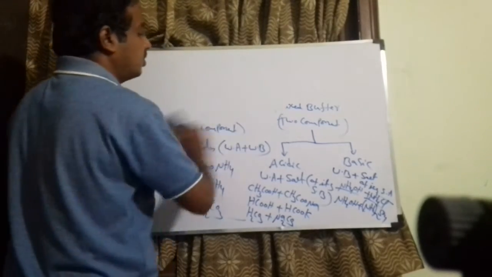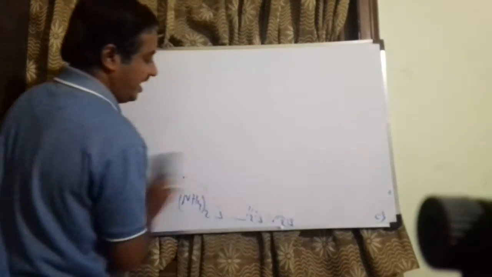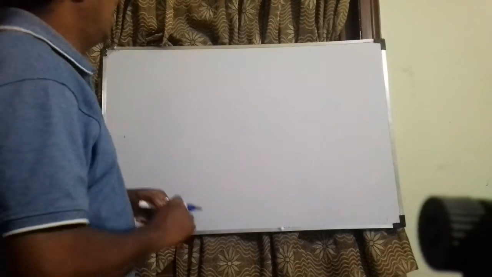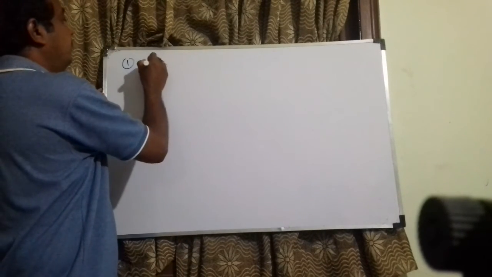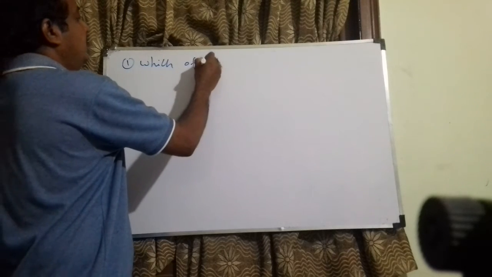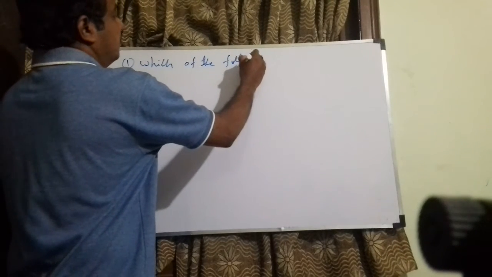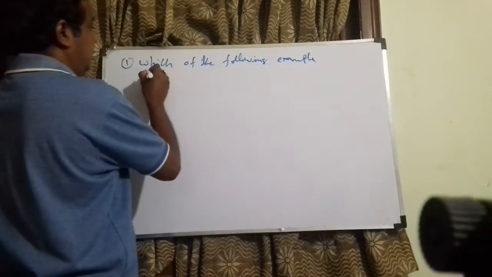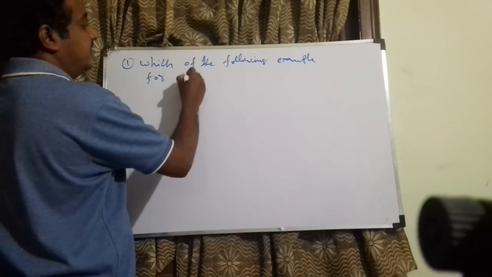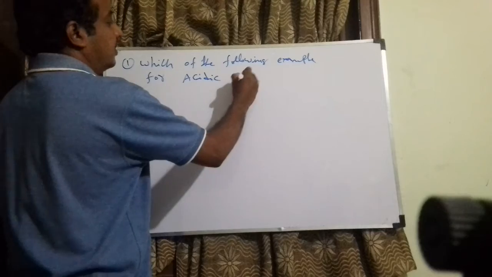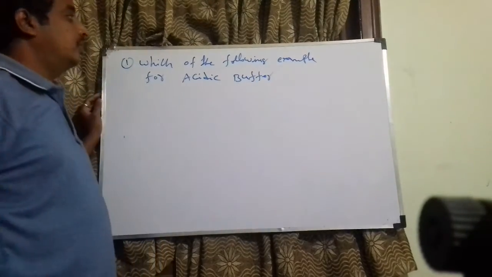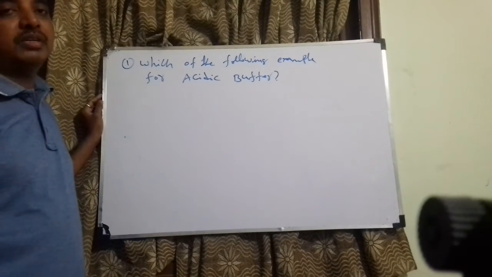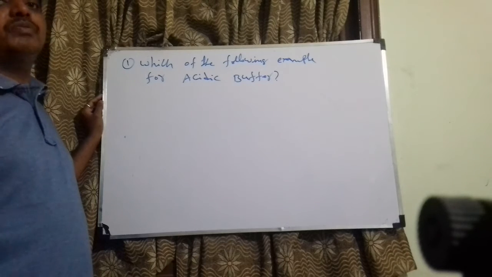So there is one example question in NEET entrances: which of the following is an example for an acidic buffer? You can choose the acidic buffer, which is a mixed buffer, the weak acid and salt of its strong base.